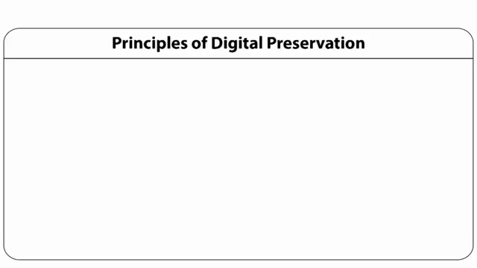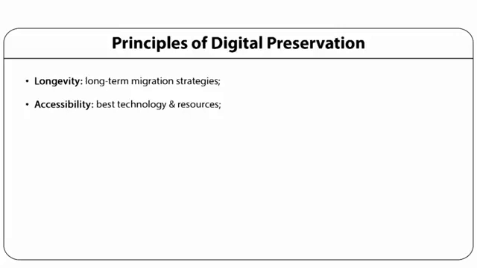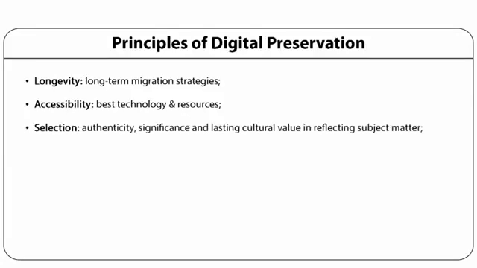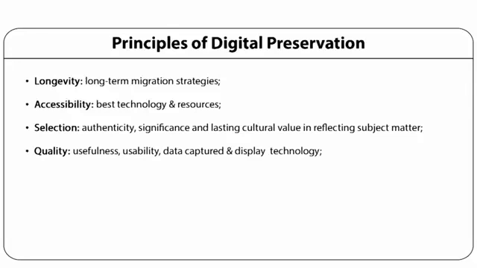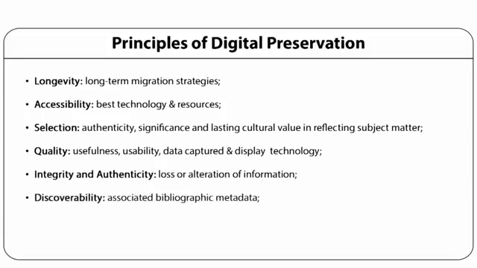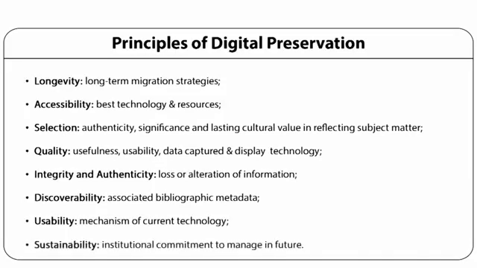in maintaining the longevity, that is long-term migration strategies, accessibility with best technology and resources, selection with authenticity, significance and lasting cultural value in reflecting subject matter, quality which defines usefulness, usability, data captured and display technology, integrity and authenticity, where loss or alteration of information, and discoverability which is associated with bibliographic metadata, usability that is mechanism of current technology, sustainability, institutional commitment to manage in future.